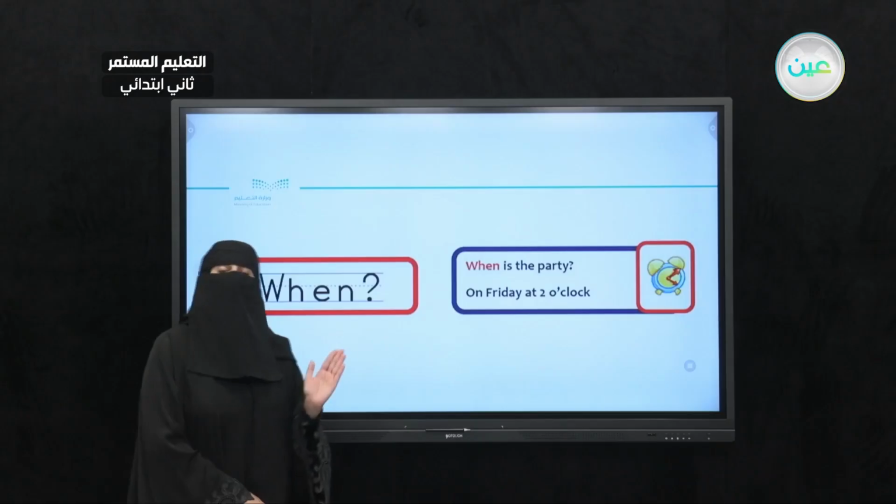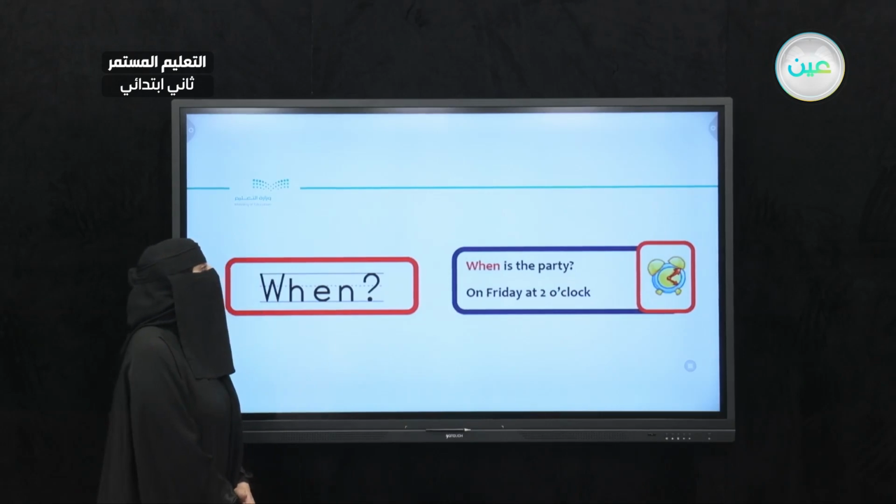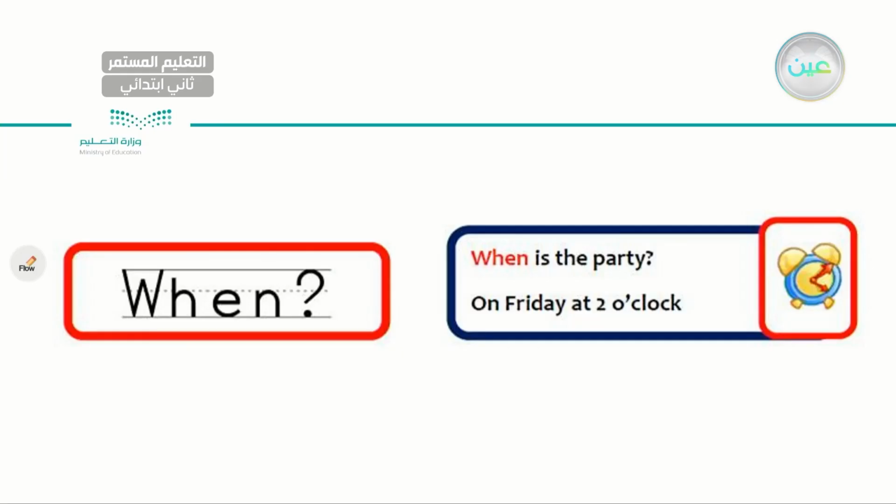Let's go for the next one. When? When is used for a time. When is the party? On Friday at 2 o'clock.